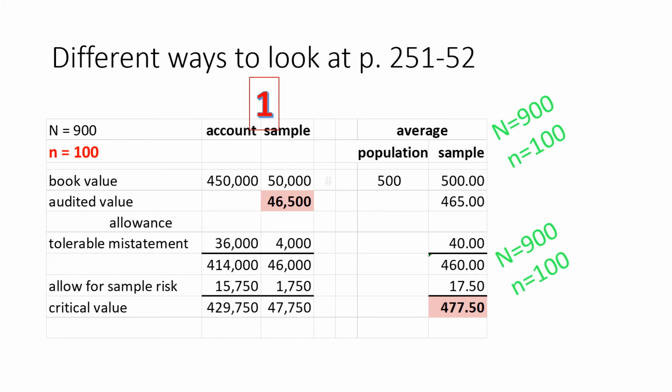Now, the first two columns under this number 1 are the same as they were. But when we use statistics, we take averages. So I'm going to take the average, and the book value, if I take 450,000 and divide it by 900, I get 500. My sample should have an average of 500. It doesn't. It has a sample of 465. Okay, so my tolerable misstatement, if I take 500 minus 40, I get 460.